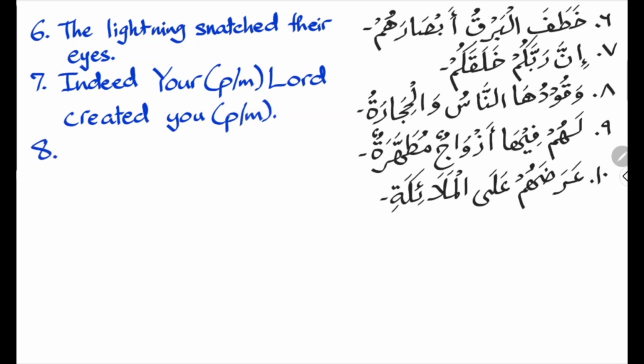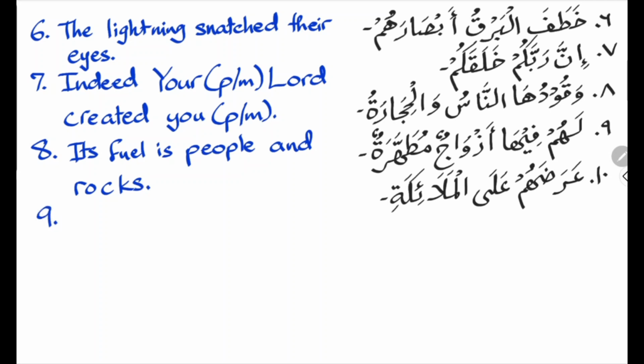Number 8 is waquduha an-nasu wal hijaratu. Waquduha is mubtada and an-nasu wal hijaratu is khabar. Waquduha, which is the mubtada, is essentially a mudaf and mudaf ilayh. Waqud means fuel. Ha is it, feminine. So its fuel is an-nas, people, wal hijara, and rocks or stones. This is talking about the hellfire, that its fuel is people and rocks.